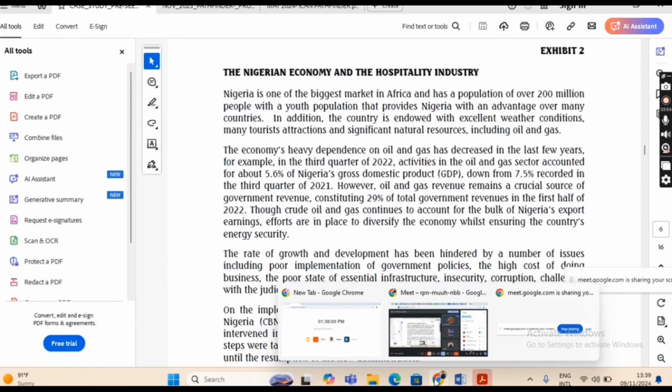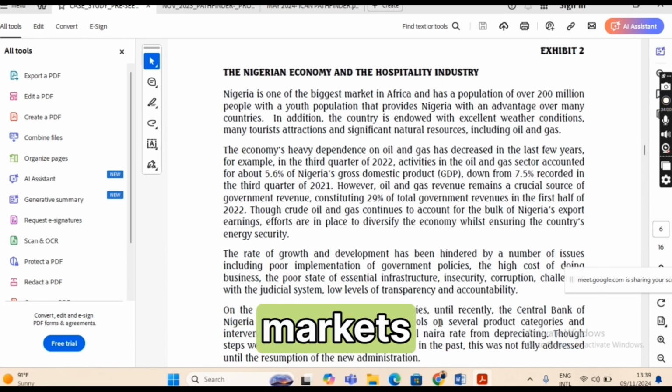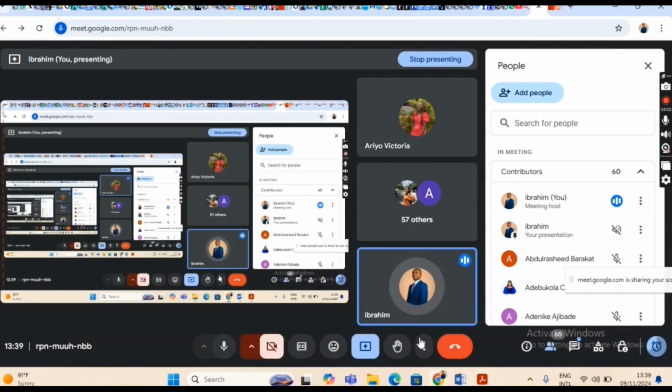The Nigerian economy and the hospitality industry. Nigeria is one of the biggest... Sorry, Victoria, hold on. Please, let's pay attention to all these exhibits. They are very important. We need to be calm and let our minds be open. We will identify some areas of weaknesses, opportunities, strengths, and also threats to the company and to the hospitality industry. Okay, go ahead, please.